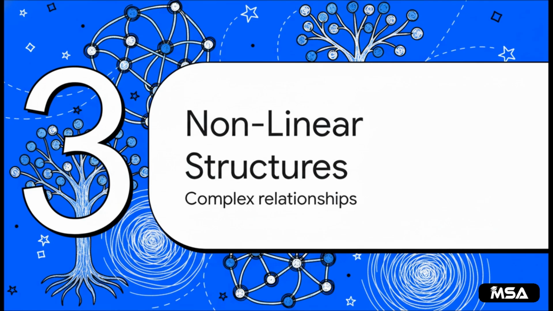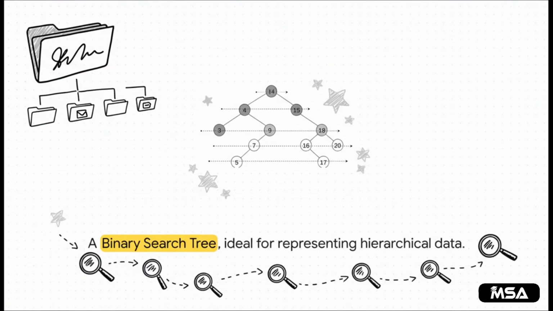A lot of data has complex, interconnected relationships. So for that, we have to go beyond straight lines and enter the world of nonlinear structures. A tree is the perfect way to represent any kind of hierarchy. Just think about the file system on your computer. You've got folders inside of other folders, right? That's a tree structure. And this specific one here, the binary search tree, is a genius way to keep everything sorted, which makes searching for a specific file incredibly fast.